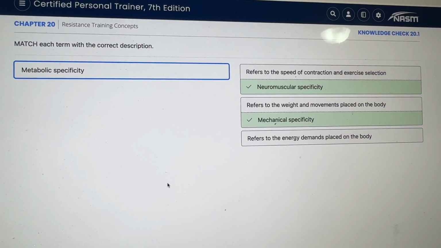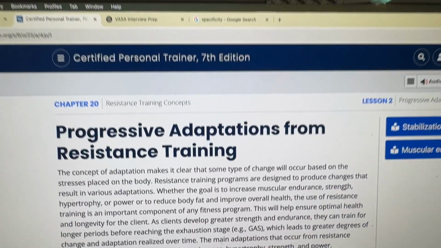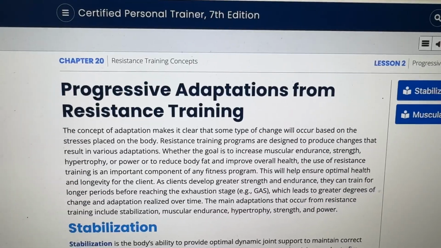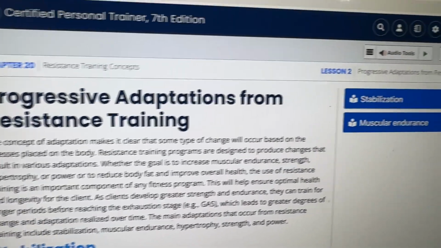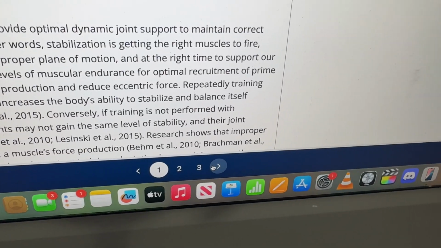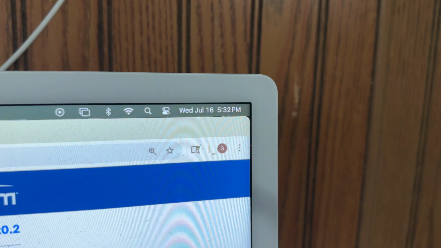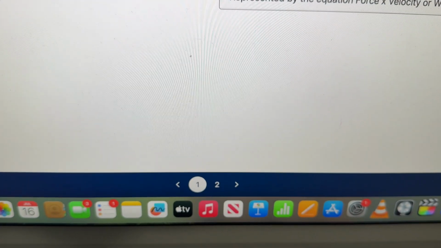Metabolic specificity. All right, chapter 20, lesson 2. Progressive adaptations from resistance training. 5:15 right now. 3 pages. Should probably take me like 30 minutes. I'll see you guys at 5:45. I'll be back. All right guys, chapter 20, lesson 2 is done. It is 5:32. Only 2 questions.